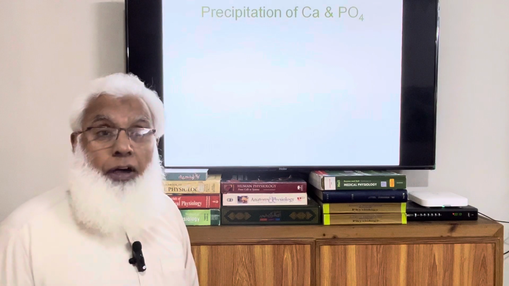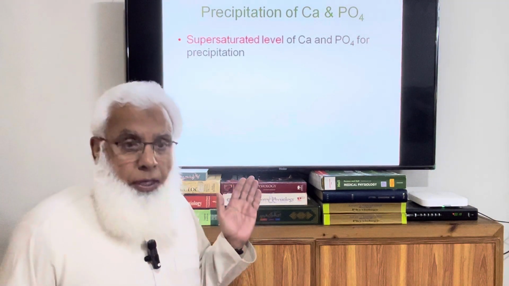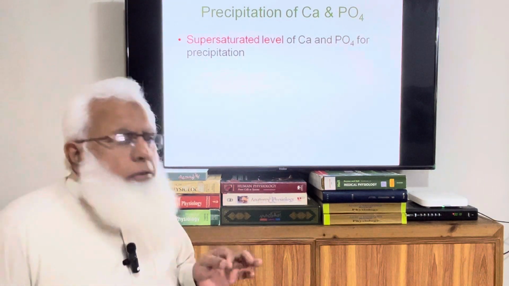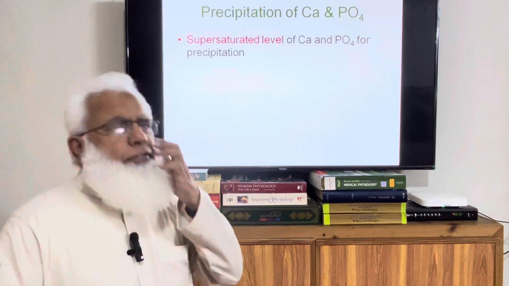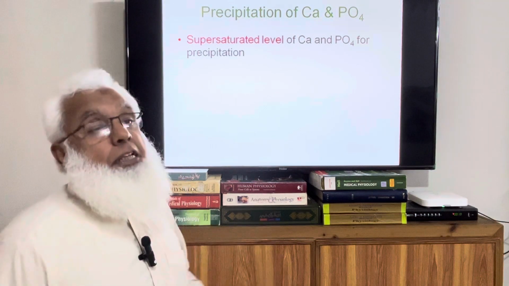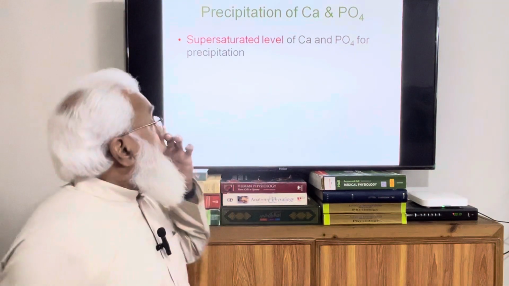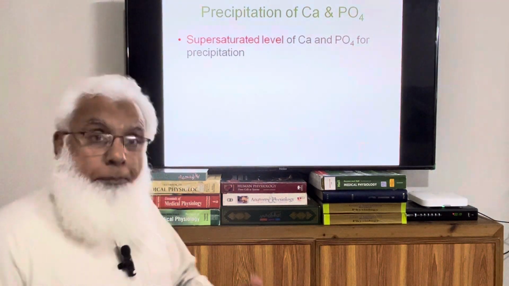Precipitation of calcium and phosphate: this level we have not mentioned yet, we will mention it in the next lecture inshallah. 9.4 milligram per deciliter is the calcium level. The phosphate level we will see. This level is sufficient to be precipitated. A normal calcium and phosphate level in our body is sufficient. It is a supersaturated level of calcium and phosphate for precipitation.